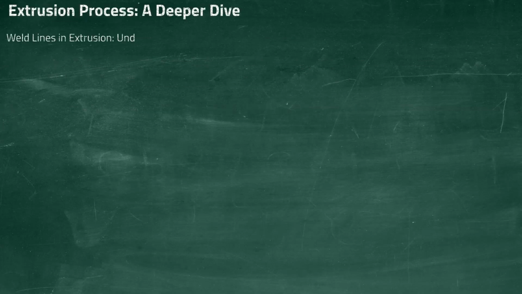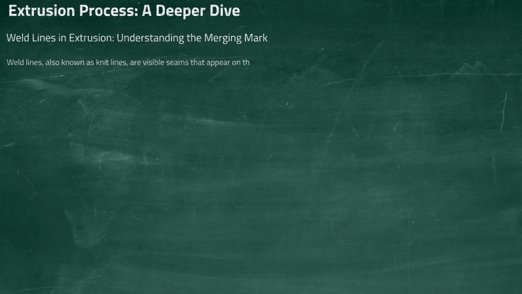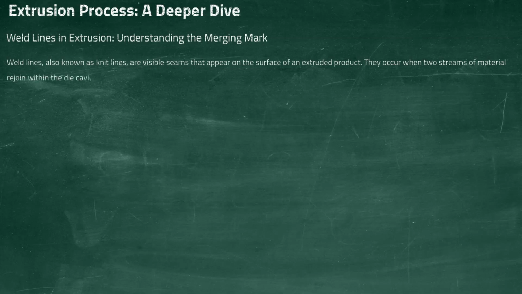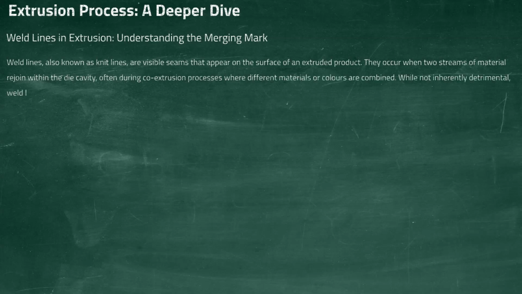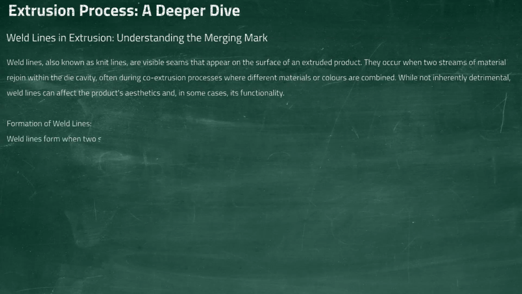customer satisfaction. Weld lines in extrusion. Understanding the merging mark. Weld lines, also known as knit lines, are visible seams that appear on the surface of an extruded product. They occur when two streams of material rejoin within the die cavity, often during co-extrusion processes where different materials or colors are combined. While not inherently detrimental, weld lines can affect the product's aesthetics and, in some cases, its functionality.